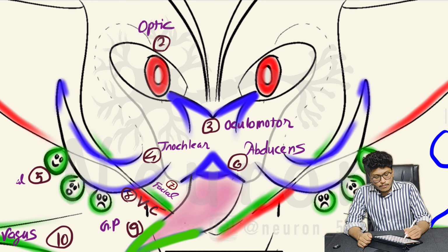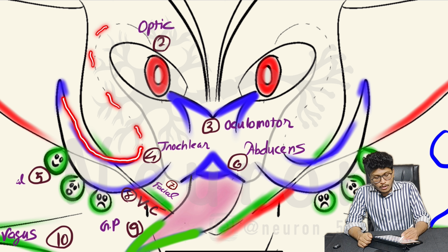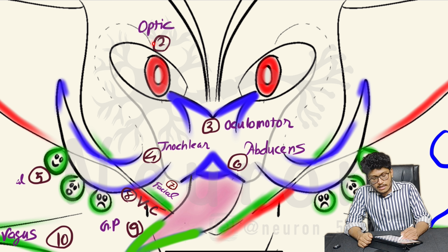Now let's move to the fourth nerve. This is the trochlear nerve, and as you can see, if you trace it back, you will go up and oblique at the eyeball. So this indicates the superior oblique muscle. So the trochlear nerve supplies the superior oblique muscle.